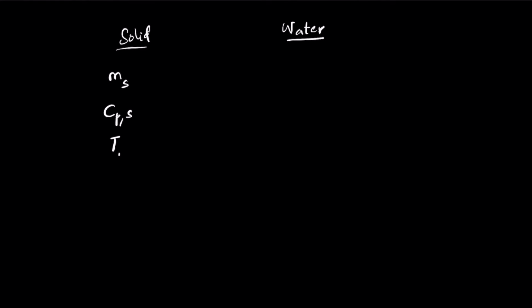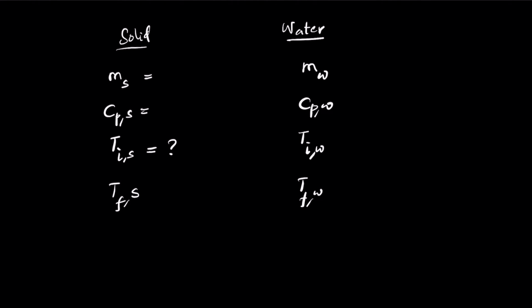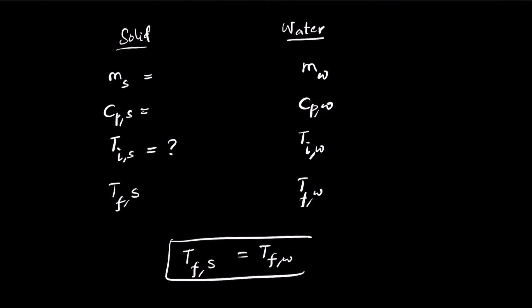So let's write down the data. We have the mass of the bolt, the solid, and the water. We have Ms, we have Cps, and we don't know the initial temperature of the solid, but we have the other data. So we have Mw, Cpw, the initial temperature of the water, and the final temperature of the water. Remember that in calorimetry, the final temperature of the solid must always be equal to the final temperature of the water. This is the only point where we say that they reach thermal equilibrium.